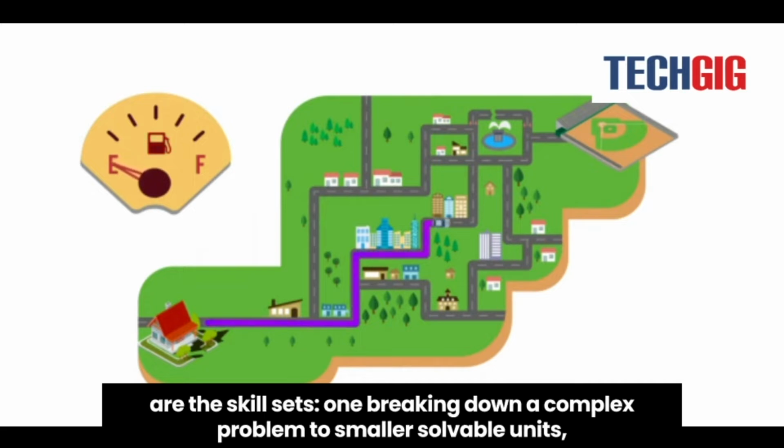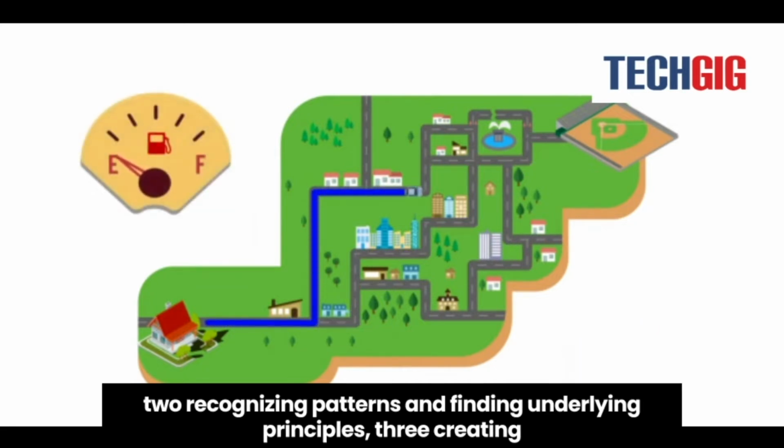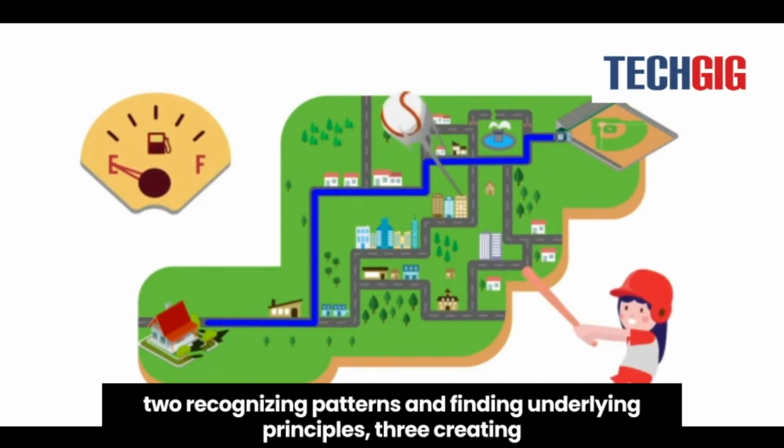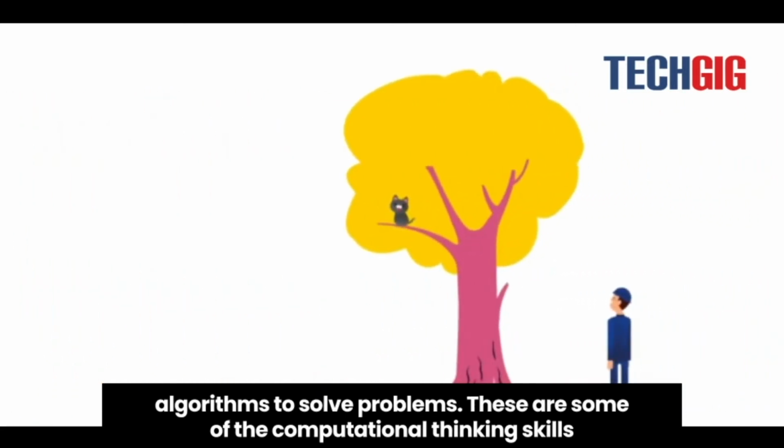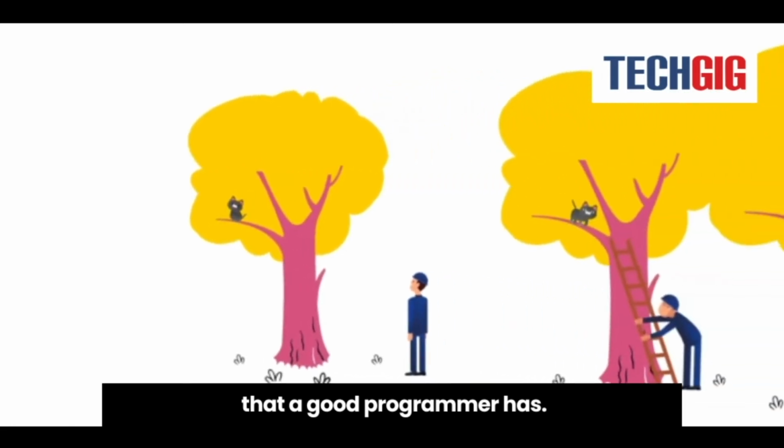Here are the skill sets. 1. Breaking down a complex problem into smaller solvable units. 2. Recognizing patterns and finding underlying principles. 3. Creating algorithms to solve problems. These are some of the computational thinking skills that a good programmer has.